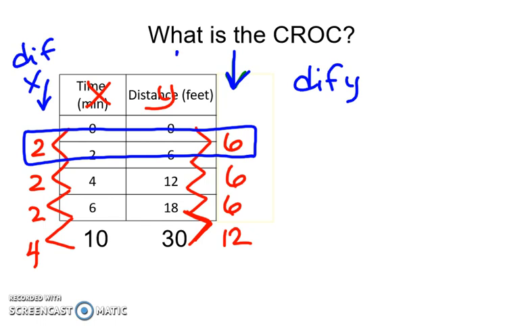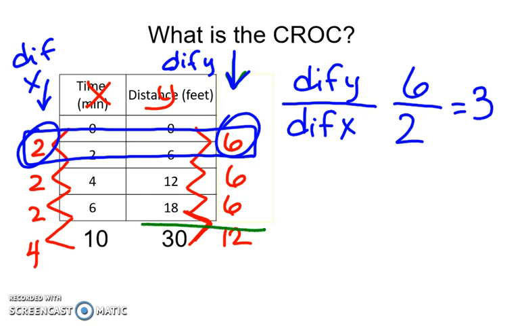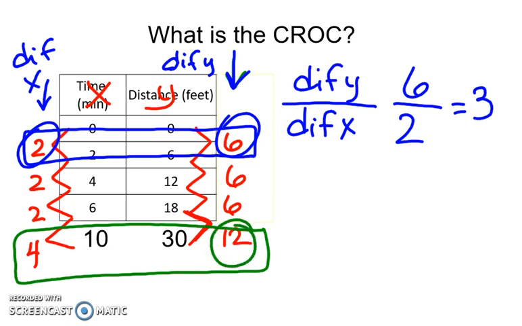So if this is the difference in y on this row, we're going to put the difference in y over the difference in x. In this case, it would be 6 right here, and the difference in x was that 2. 6 over 2 would equal 3. If you decided you wanted to use this last row to find your constant rate of change, you would use the 12, the difference in y, divided by the 4. And that would also give you 3.